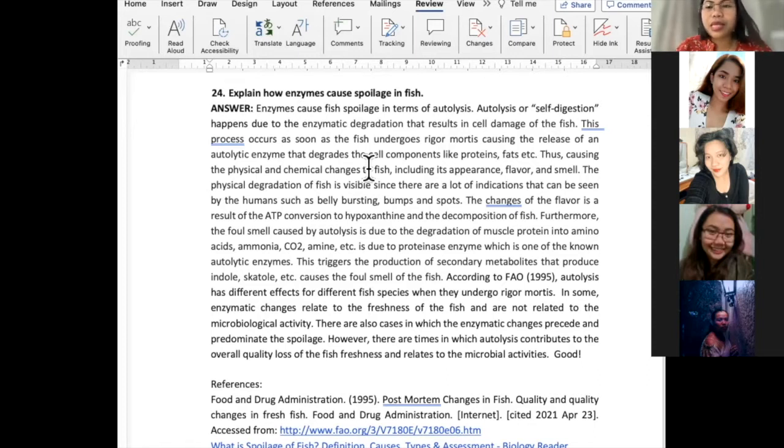Some of the enzymes are packed in the lysosomes. So, when there are damages to the fish tissues and organs or any part of the fish, they will be triggered or released. So, they can already be activated and they will act on the tissues and cells. Okay, so they will lead to autodigestion of the fish.